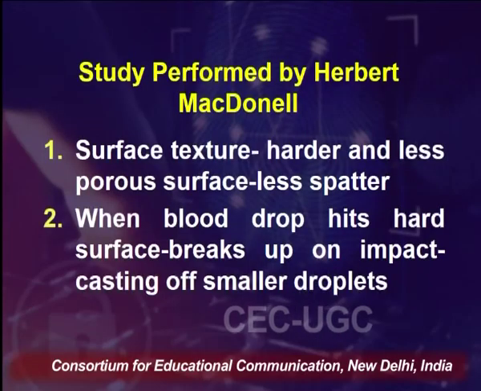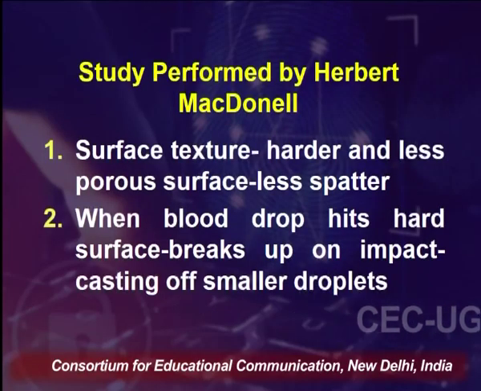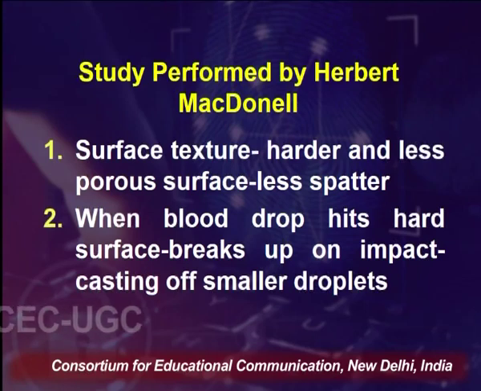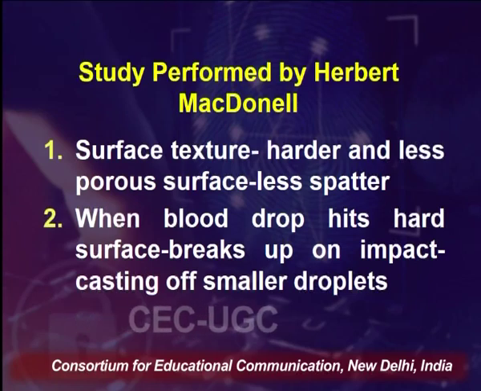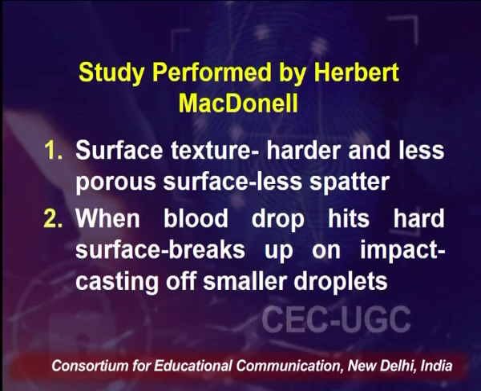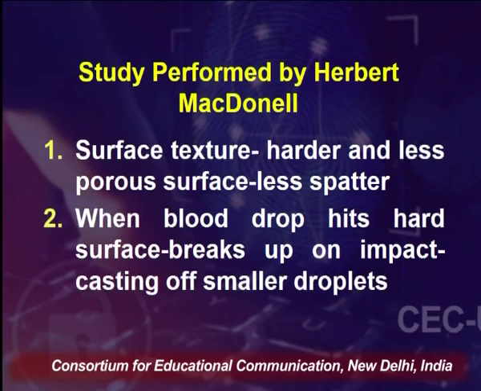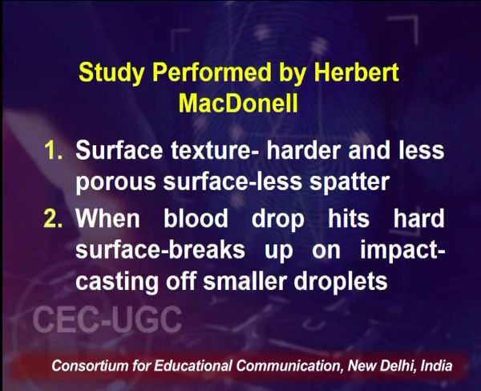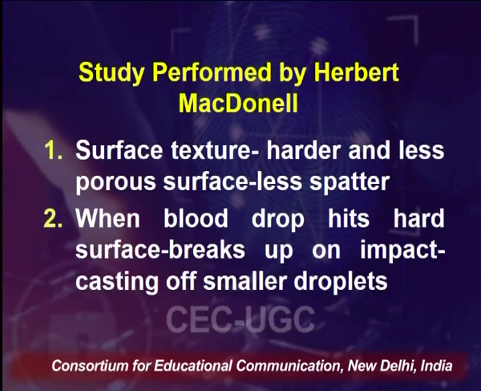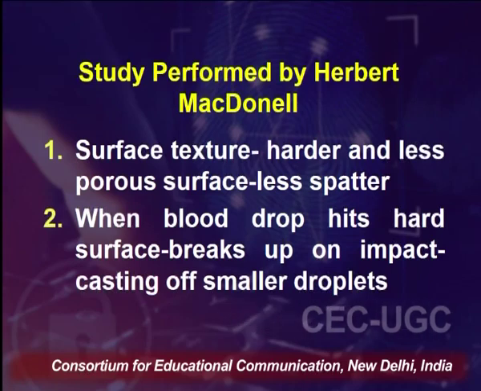There were studies performed by Herbert MacDonell. He saw that if the surface texture is harder or less porous, the spatter will be less. But if the surface is less hard, then the spatter will be more. And whenever a blood drop hits a hard surface, it breaks up on impact, casting off smaller droplets.